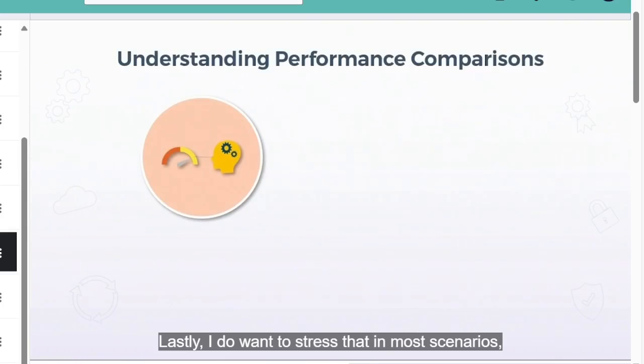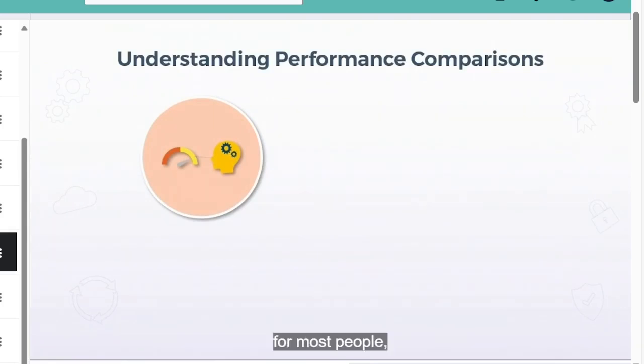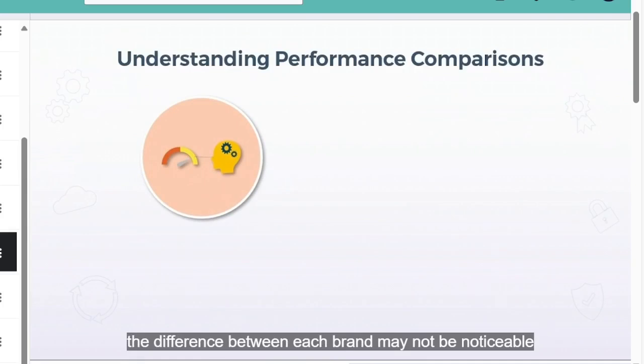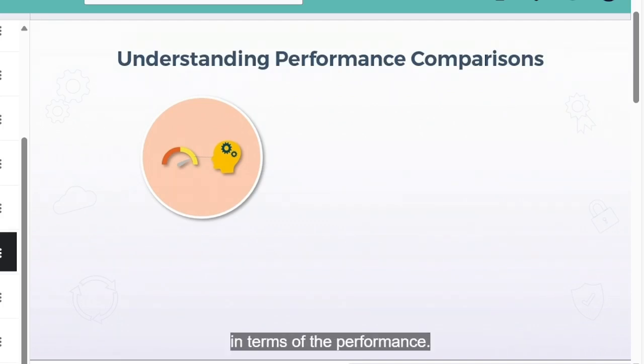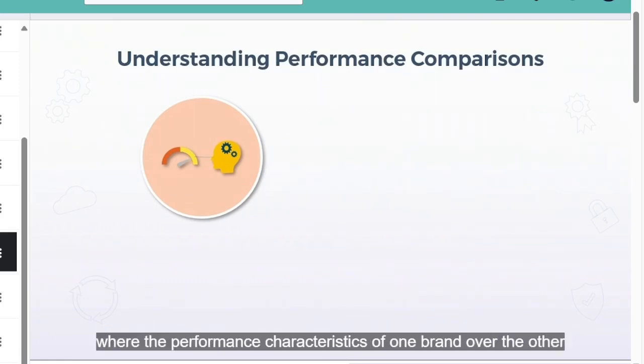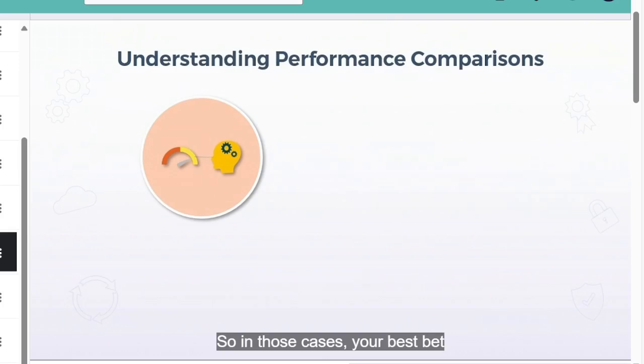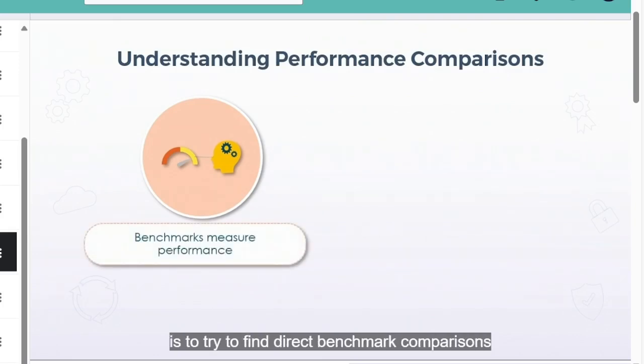Lastly, I do want to stress that in most scenarios, for most people, the difference between each brand may not be noticeable or even a concern. For example, if we're talking about standard home computing, where you're just using basic applications such as internet and email, or even office-type applications like word processors or spreadsheets, most people would never notice any difference in terms of the performance. But there are certainly instances where the performance characteristics of one brand over the other would be required. So in those cases, your best bet is to try to find direct benchmark comparisons that report on the actual performance values being achieved in specific situations.